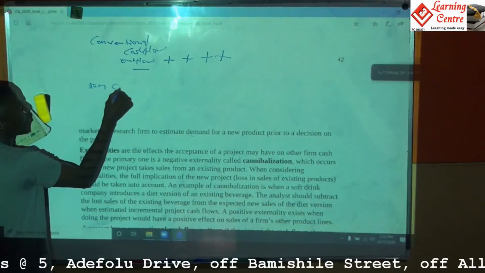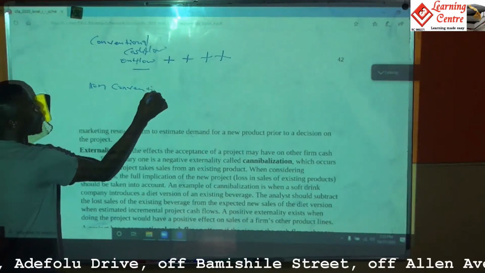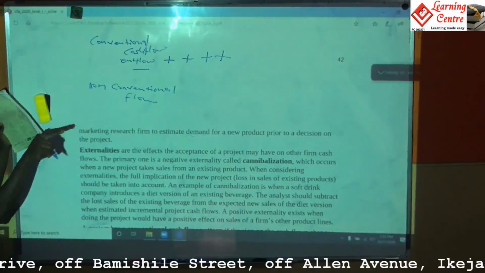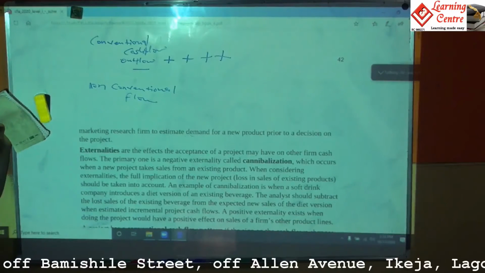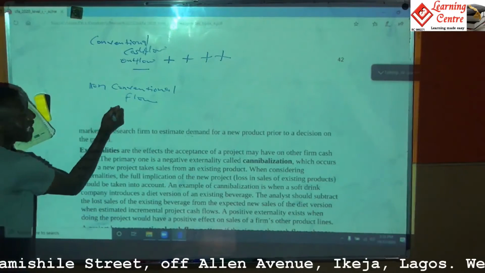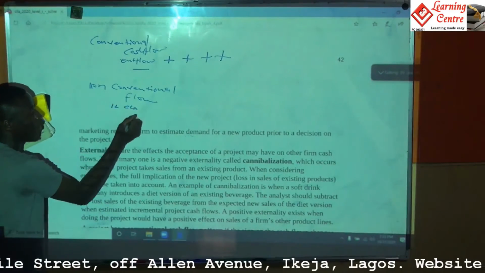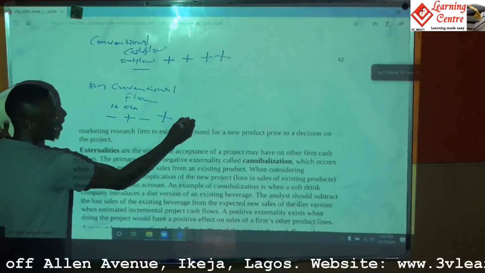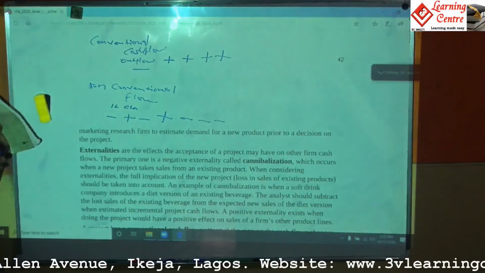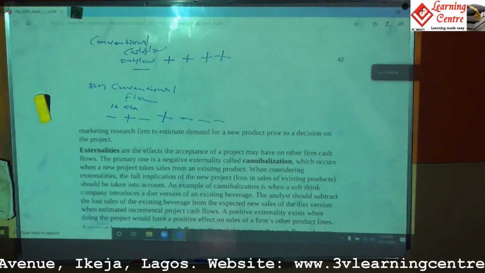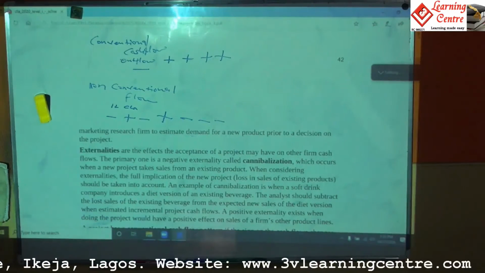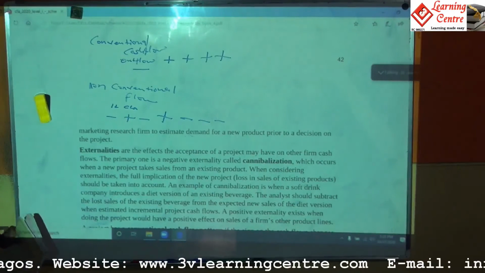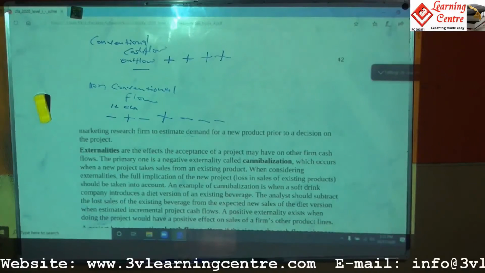Non-conventional cash flow changes signs more than once. So you have inflow, outflow, inflow, outflow, inflow, inflow, outflow, like that. Are you good? Conventional cash flow just changes signs once. Non-conventional cash flow changes signs more than once.